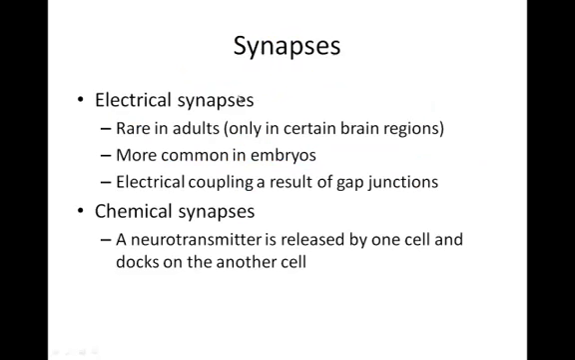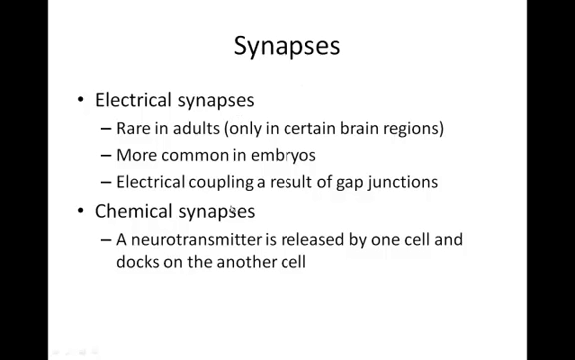Now, there are other ways to classify synapses besides the way we just did. Chemical synapses are the majority of our synapses, because this is when a neurotransmitter is released by one cell and it docks on another cell. But we have another type that's quite rare in adults. They're only in certain brain regions, like our hippocampal region for learning, and there are some other places in our brains for stereotypical movements like breathing and arm waving, where we have electrical synapses.